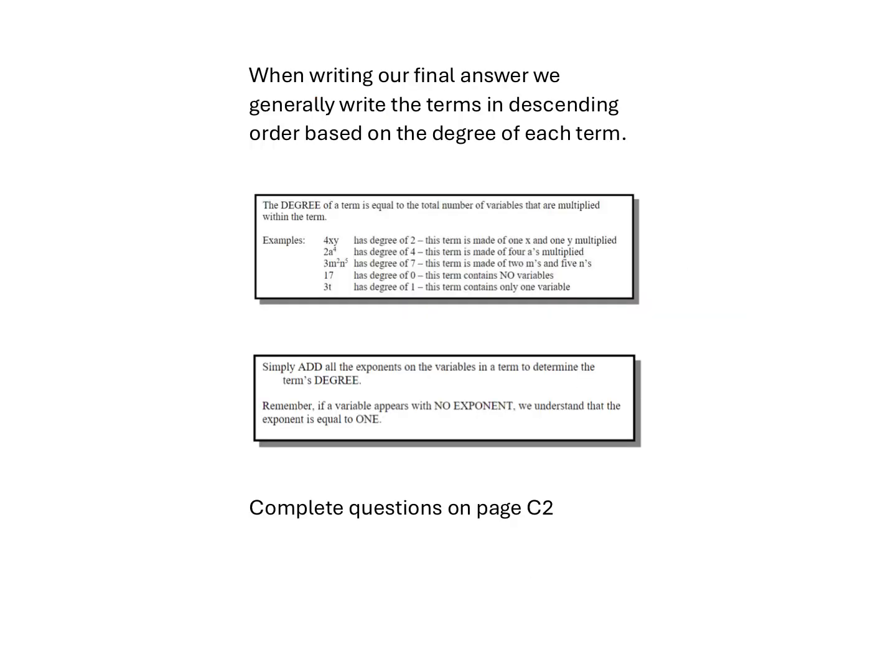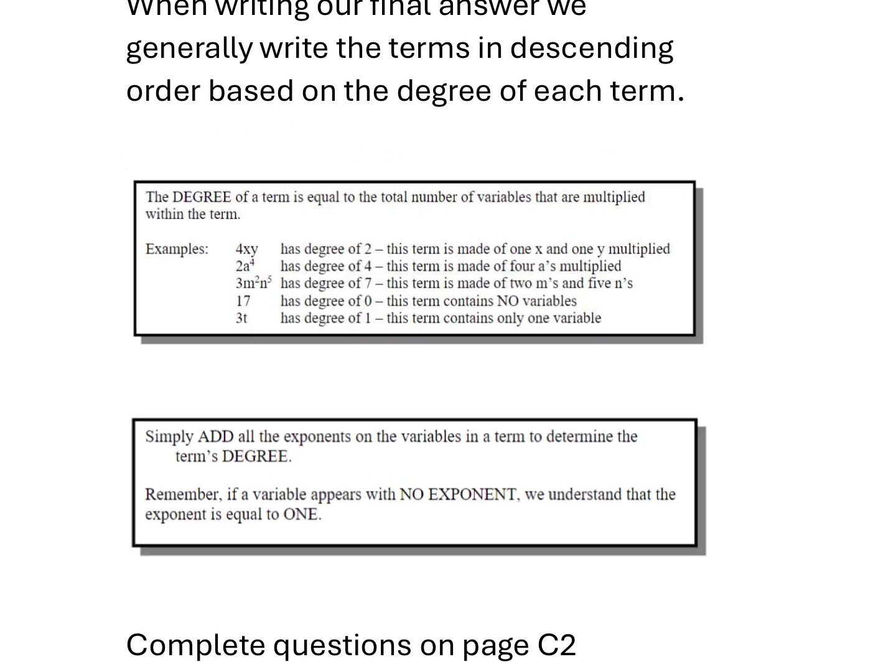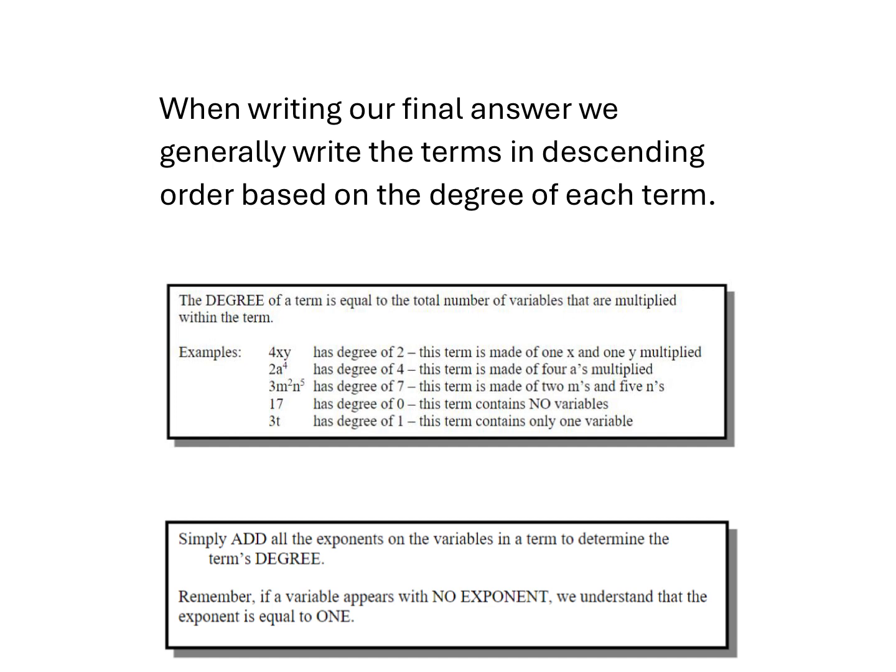Okay, when we write our final answer, these are generally the rules. We like to write our answer in descending order. So that means biggest to smallest degree. So what is a degree? Well, a degree is the total number of variables that are multiplied within a term. So for example, if we had 4xy, x is to the power 1 and y is to the power 1, so 1 plus 1 is 2, so we'd have a degree of 2.